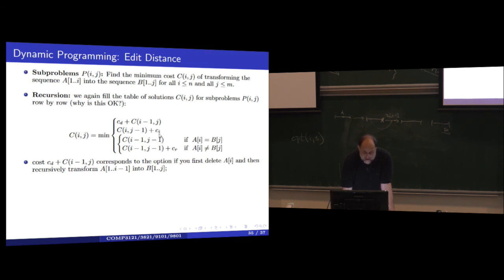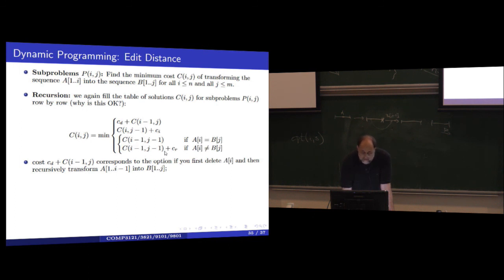If the last element agree, you simply will first transform A up to I minus 1 into B up to J minus 1, and then the very last element of A will be present, and you don't have to do anything about it.